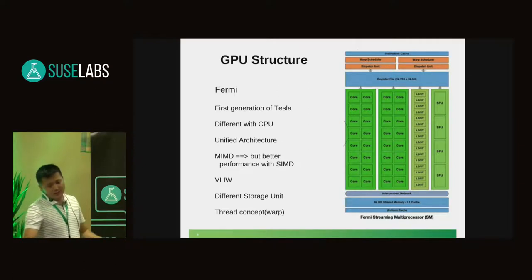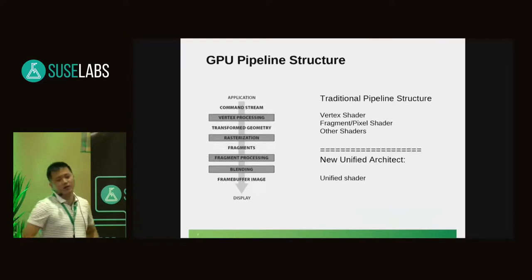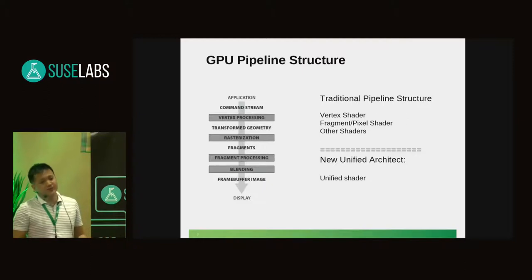And here is a pipeline workflow for a GPU. Usually when we do that, we run an application on the CPU, and then you launch it to the GPU. Typically it will send a lot of commands there, and it will do a bunch of things: vertex, rasterization, fragment, blending, and then put the result back to a frame buffer.